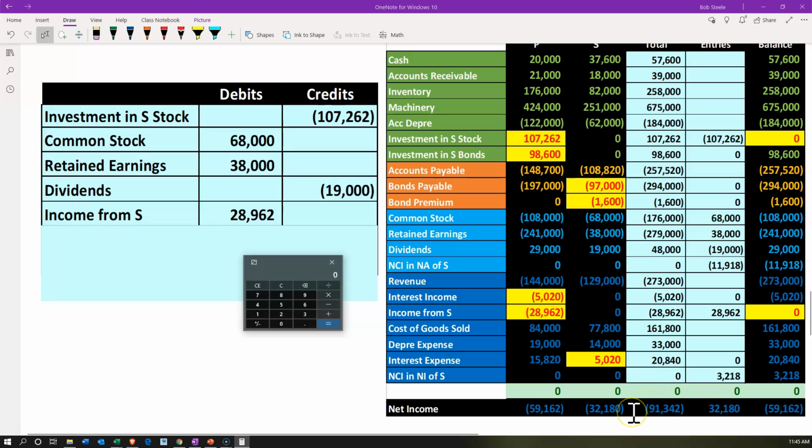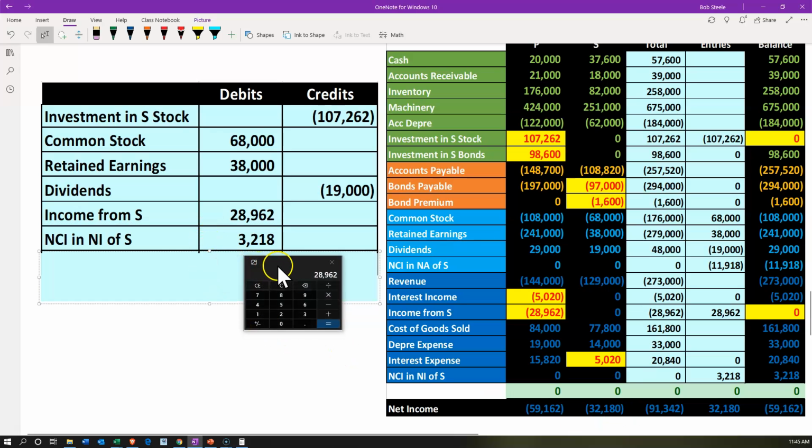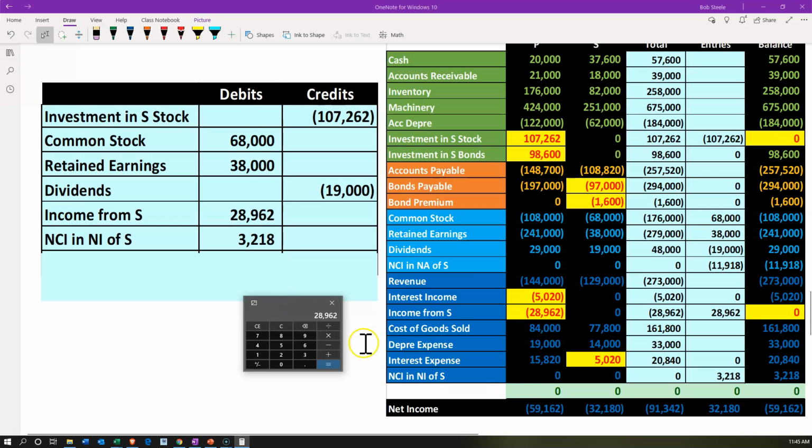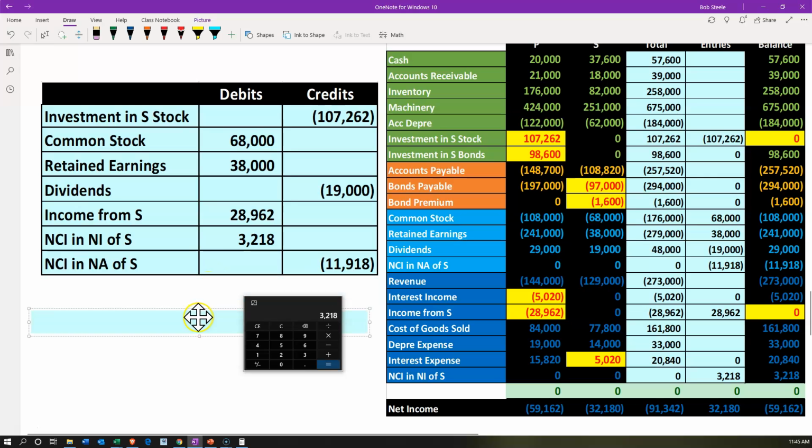We could see it again here, taking the net income from S, which is the 32,180, times the controlling interest percent, 90%. There's the 28,962. Then we have the non-controlling interest. We're going to take the 10%, the non-controlling interest of the net income of S, the 32,180. So the 32,180 times 0.1 is 3,218. Then we have the non-controlling interest in A. That's going to be posted here.